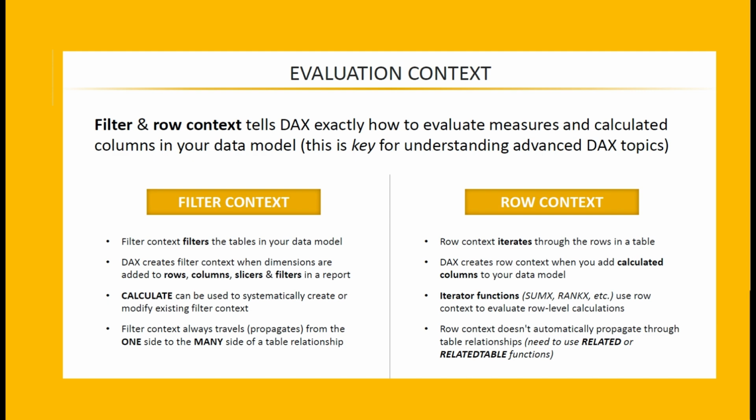The major difference is that filter context filters the table in your data model, and row context iterates row by row, we can say. DAX filter context applies when dimensions are added to the row, column, slicer and filters in the report. On the other side, row context works when calculated columns are added to your data model side. What it exactly means, we'll check in a practical example.